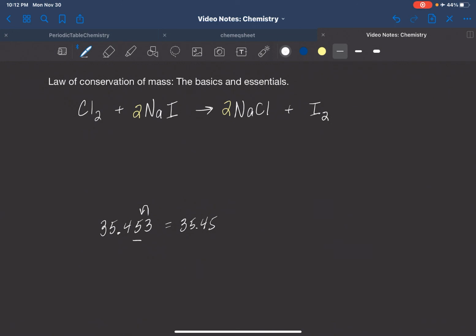Now the question is what's the unit? Well, we can't say grams. We're just talking about 2 simple little chlorine atoms that are bonded together. So there is a unit called AMU, and it literally means atomic mass unit. Okay, the unit of mass for the atom.